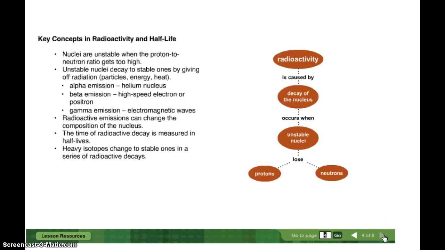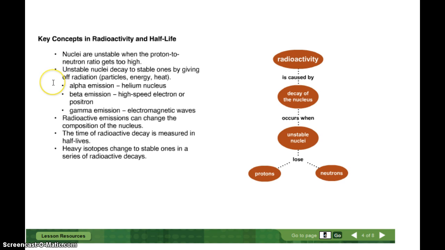Key concepts in radioactivity and half-life. Radioactivity is caused by decay of the nucleus. It occurs when unstable nuclei lose protons or neutrons. Nuclei are unstable when the proton to neutron ratio gets too high. Unstable nuclei decay to stable ones by giving off radiation. Radiation is particles, energy, heat.